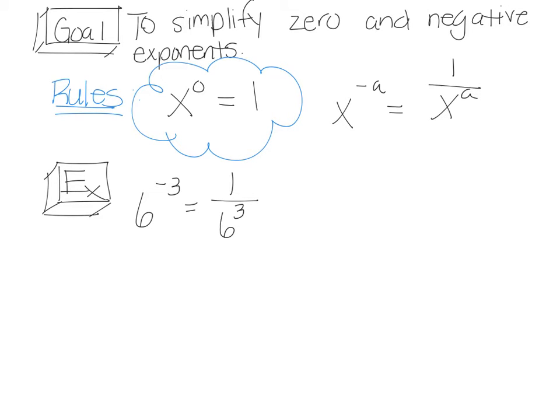So actually a negative exponent is really the reciprocal. So if it's 6, it's going to be 1 over 6, and then the exponent becomes positive. And so you would answer it as 1 over 216, because 6 times 6 is 36, and 36 times 6 is 216. Okay, let me give you another.